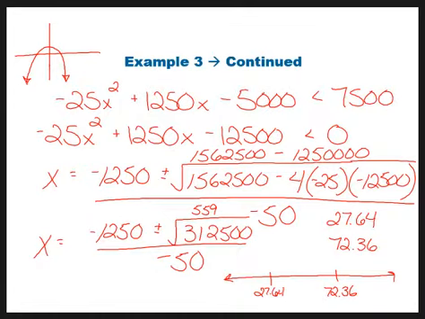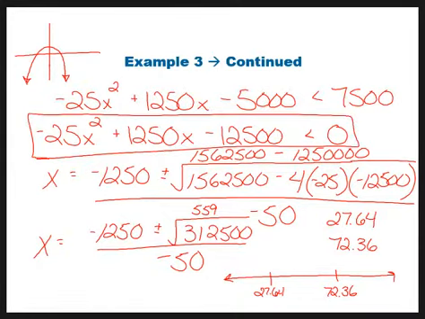So what I'm going to do first is go left of 27.64, and I'm just going to pick 0. So if I fill 0 into this whole part right here, basically these first two would end up being 0. So I'm going to have negative 12,500 is less than 0. Well, that makes sense.